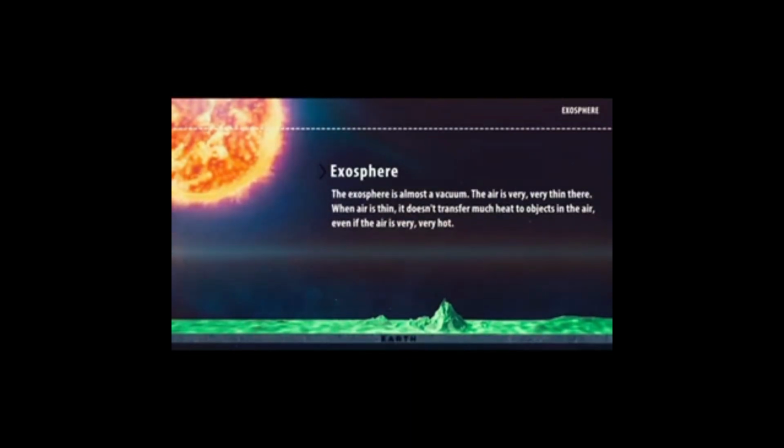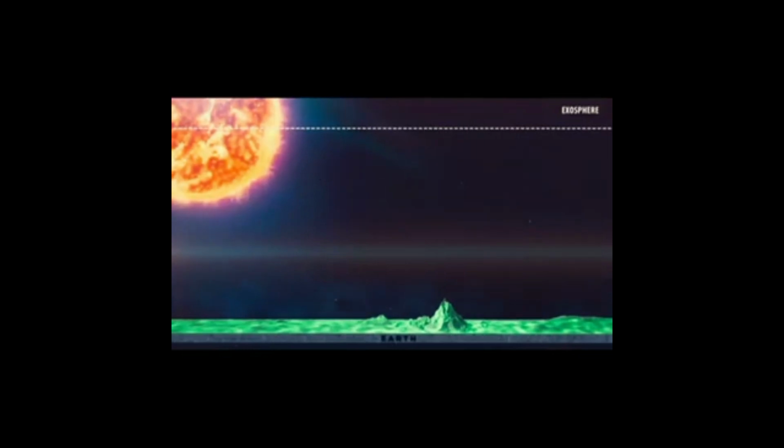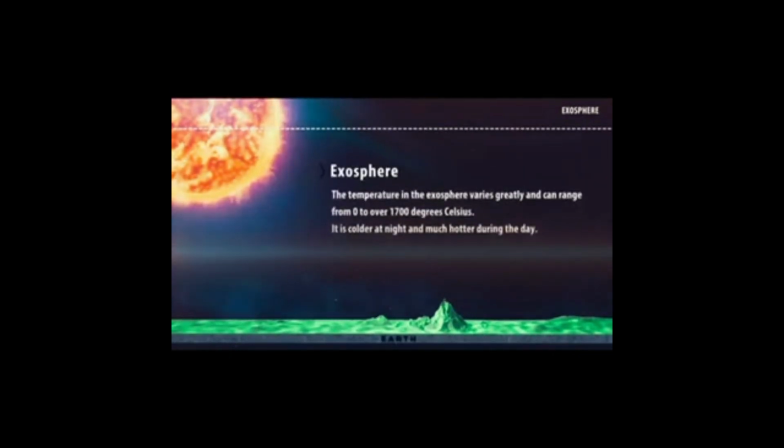The exosphere is almost a vacuum. The air is very, very thin. When air is thin, it doesn't transfer much heat to objects in the air, even if the air is very, very hot. The temperature in the exosphere varies greatly and can range from 0 to over 1,700 degrees Celsius. It is colder at night and much hotter during the day.